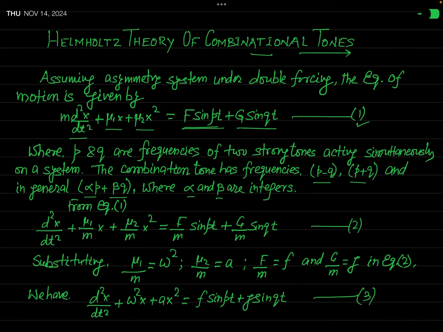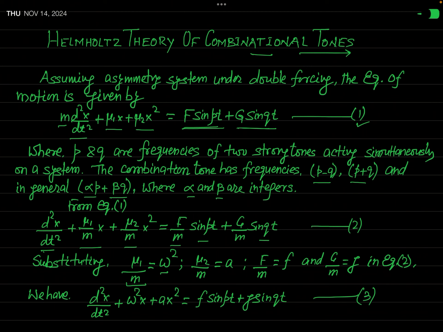Now this equation 1 you can write in this manner. If you take m as a common factor in the first term of the LHS, then each term in this equation will be divided by m. So equation 1 can be written as: d2x by dt square plus mu1 over m times x plus mu2 over m x square, equal to f over m sine pt plus g over m sine qt.